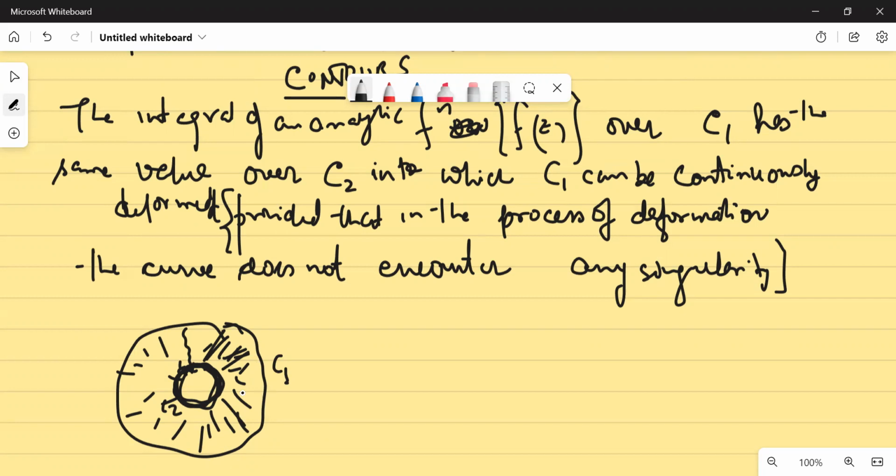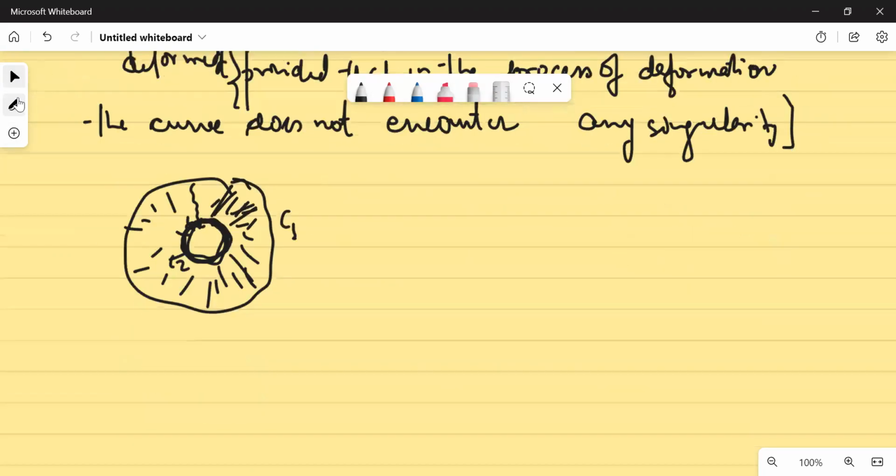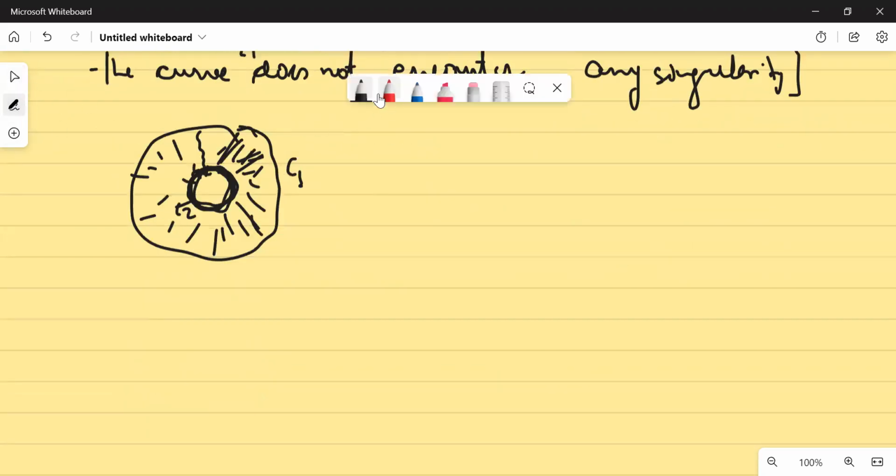So again, I'm reiterating: if you want to integrate over C1, and let's say it is very difficult or probably not easy, you can transform to C2, provided you are not encountering any singularity. Try to find the integral over C2, and the value will be the same as that of integration over C1. So let's take an example, and we'll see all the more details tomorrow.